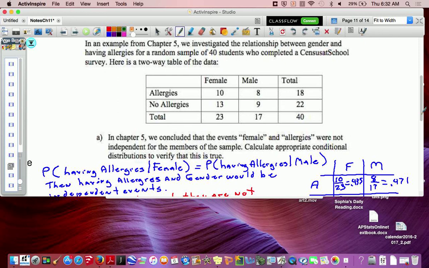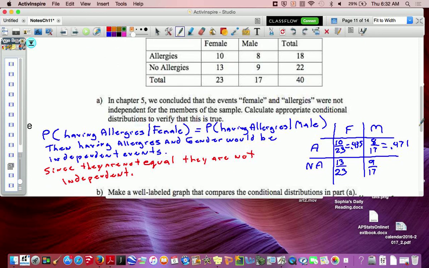So over here in blue, we calculated, what's the probability of being female and having allergies? 10 out of 23 was 0.435. Male and having allergies was 0.471. So since these two probabilities are not equal to each other, they're not independent events.